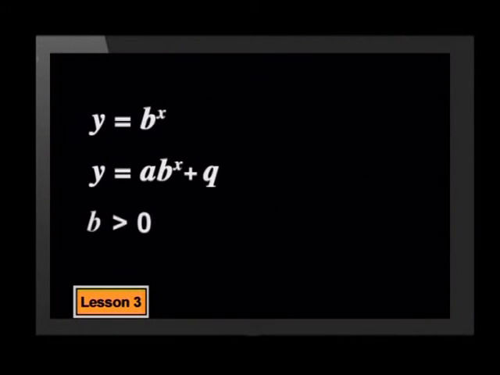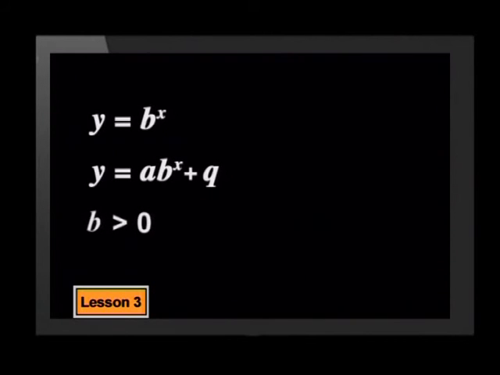Fortunately, the base for the graph will always be given, and for each b value, there is a whole family of exponential functions. So for each given b value greater than 0, we can change the a value and the q value of the formula to see what effect this has on the graph.